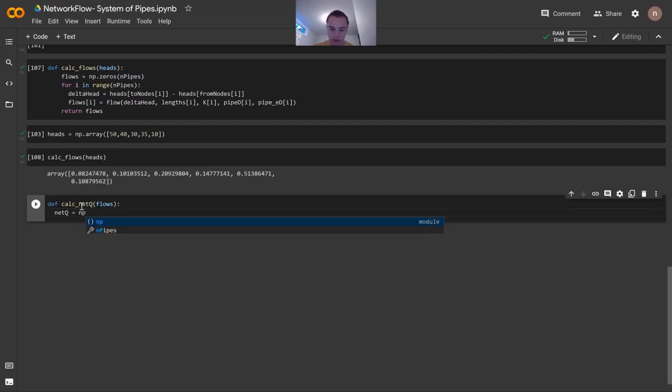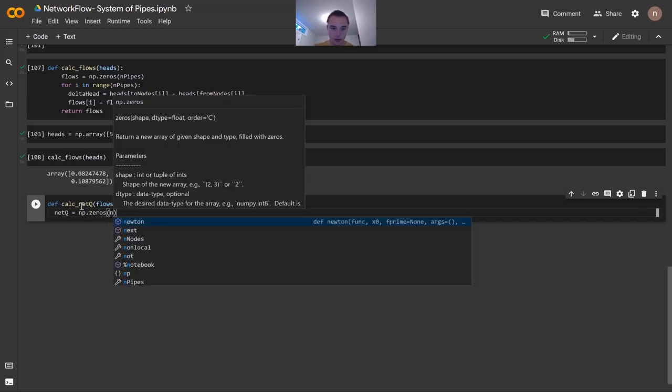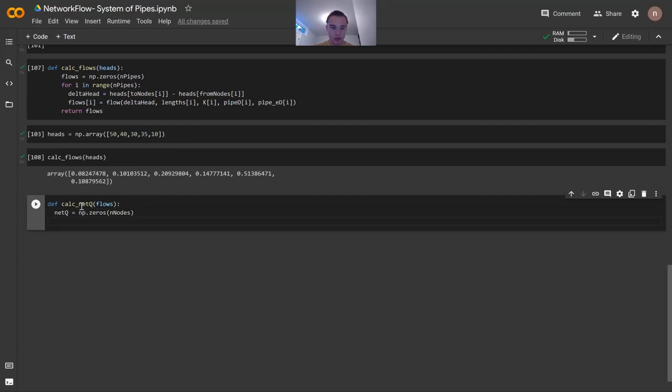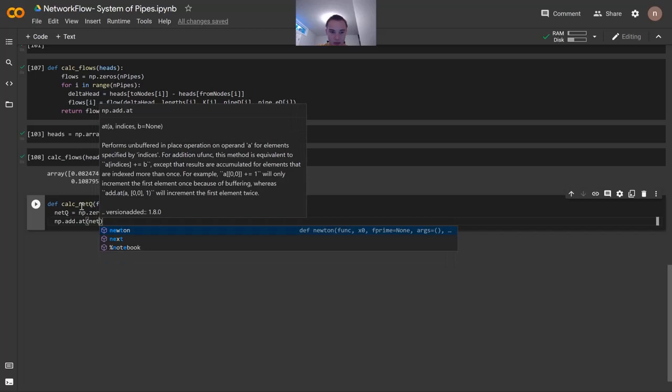So we'll do the np.zeros once again, and that will be for our number of nodes, n nodes. Basically what we need to do is add the to nodes to the flow and subtract the from nodes from the flow, since we're going with that direction. So the from nodes will be the negative. We'll do that using something called np.add.at.